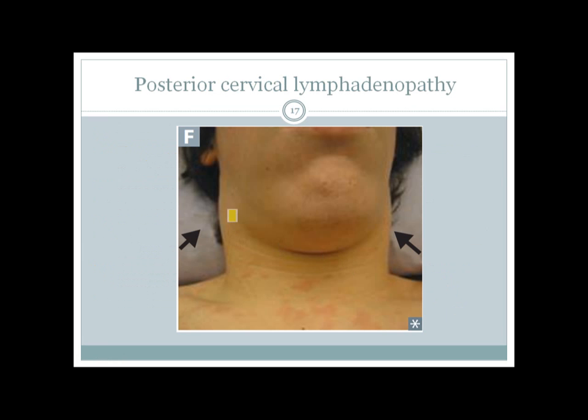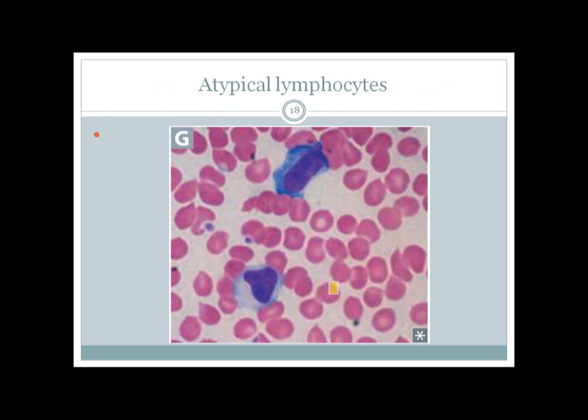And here you can see a patient. Most likely this patient has pharyngitis due to Epstein-Barr virus, and then it caused posterior cervical lymphadenopathy, and maybe later this patient will also develop hepatosplenomegaly. And here you can see the blood smear from the patient, and you can see some abnormal lymphocytes here.